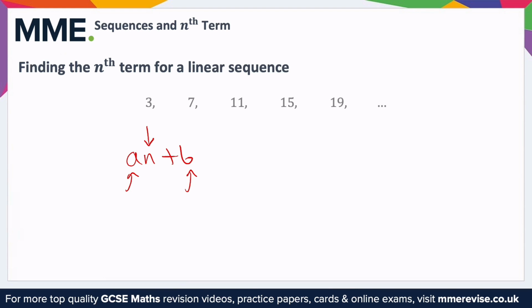The sequence that we have here, 3, 7, 11, 15, 19, we know this is a linear sequence, and we need to check the difference between each term. So what I mean by that, to go from 3 to 7, we've added 4. 7 to 11, we've added 4. 11 to 15, we've added 4. 15 to 19, we've added 4. So that tells me a, the number in front of the n, is going to be 4, because that means every time n goes up by 1, an extra 4 is added. That's what we call the common difference.